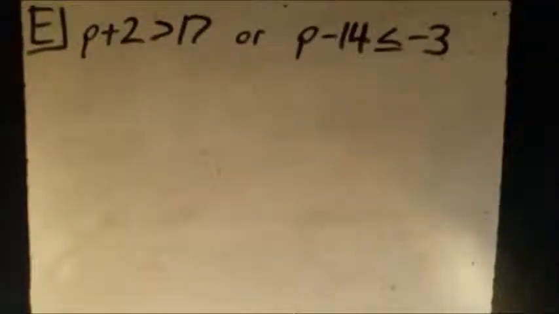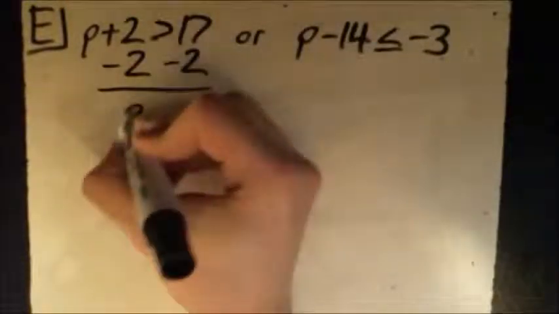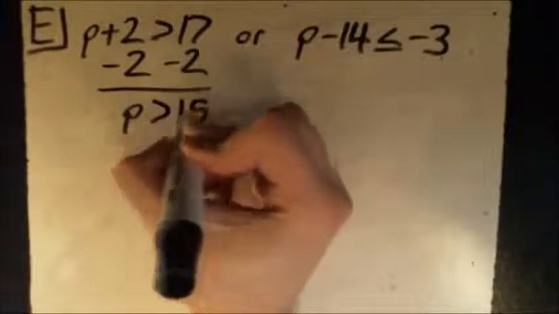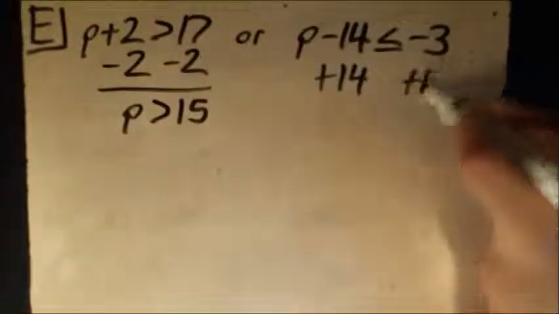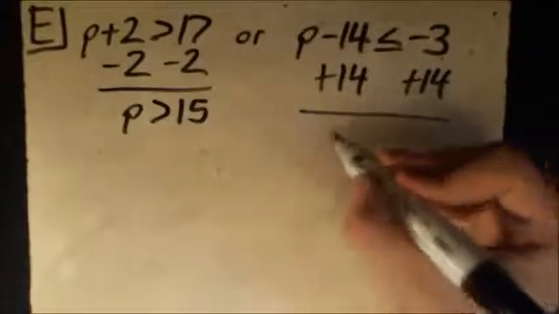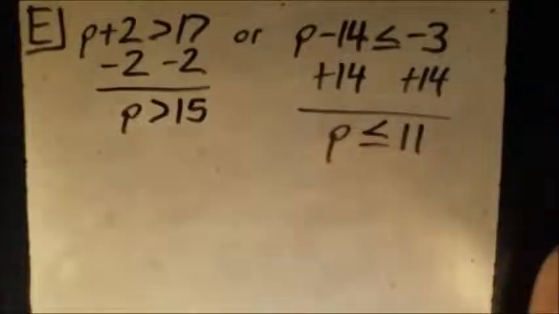So for E, we've got p plus 2 is greater than 17, or p minus 14 is less than or equal to negative 3. So once again, solve the left side, so subtract 2 from both sides. So you get p is greater than 15. And then over here, I've got to add 14 to both sides. So I got p is less than or equal to negative 3 plus 14, which would be 11.